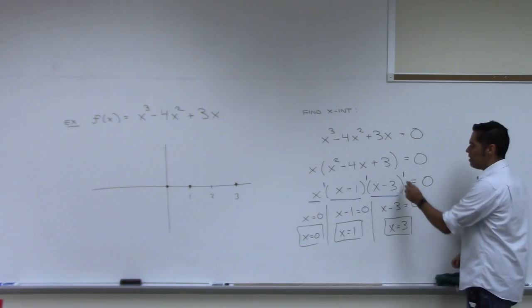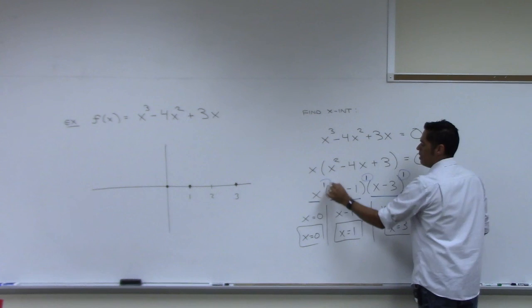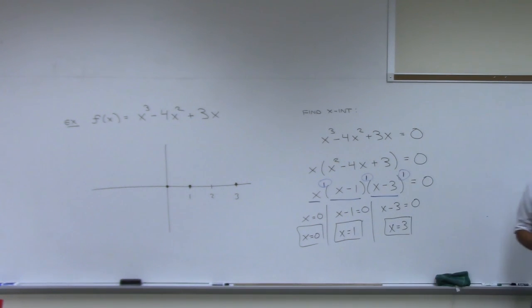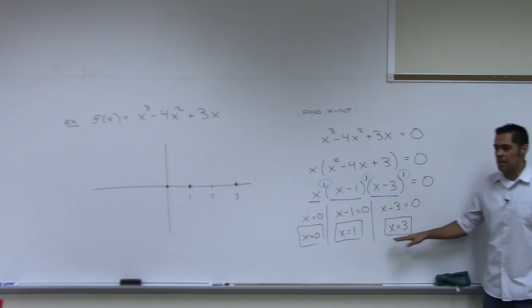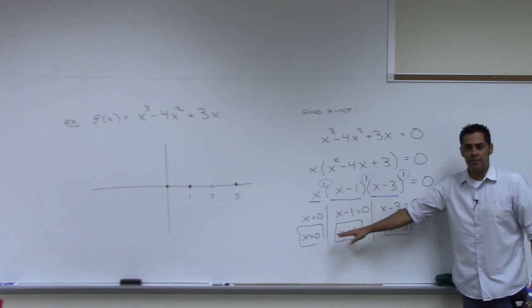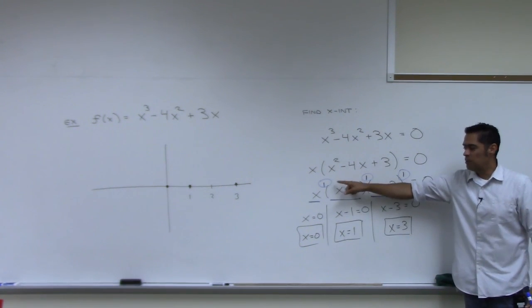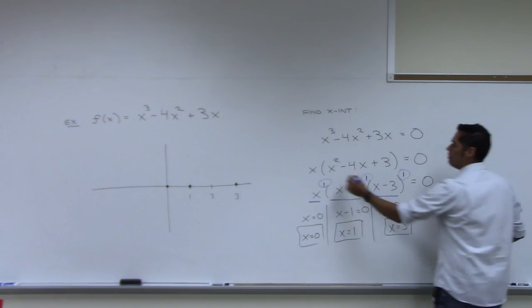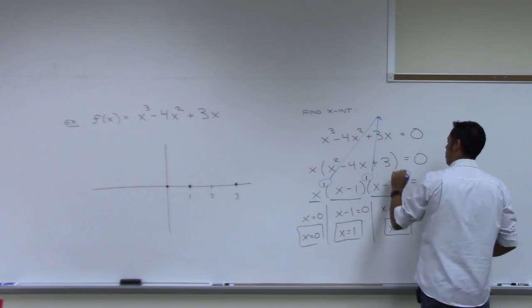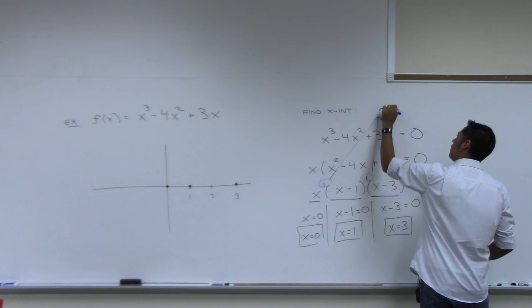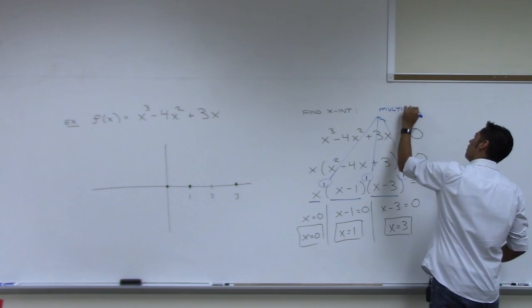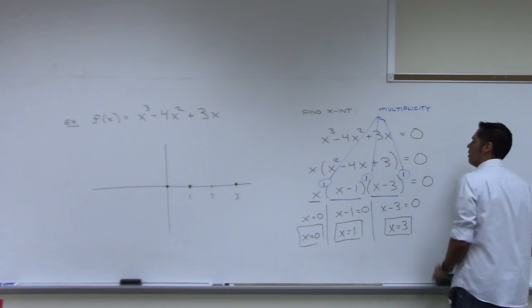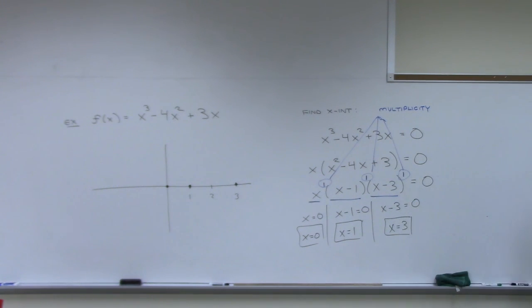All right, you see these numbers up here? These are what are called the multiplicity of the x-intercept. This is the multiplicity. So they all have a multiplicity of 1, right? So these are all called multiplicity. All right, so I'm going to write a little note here on the side about multiplicity.